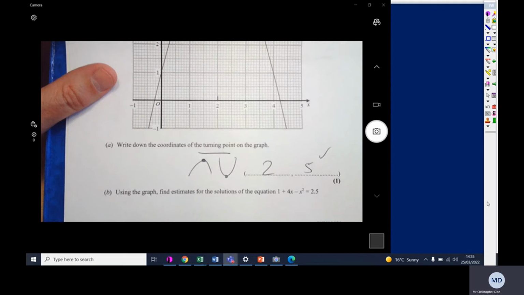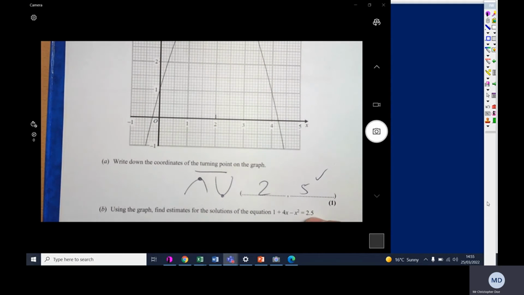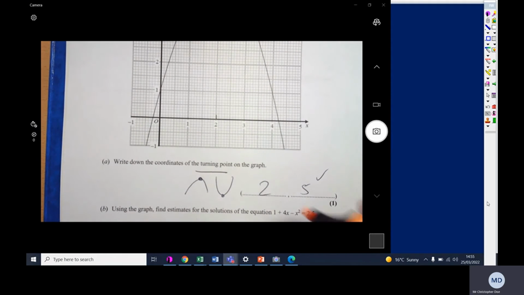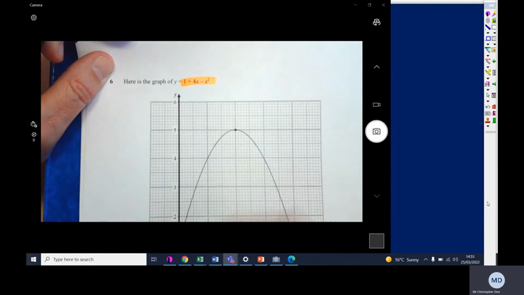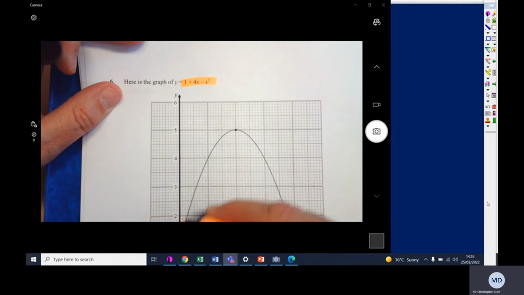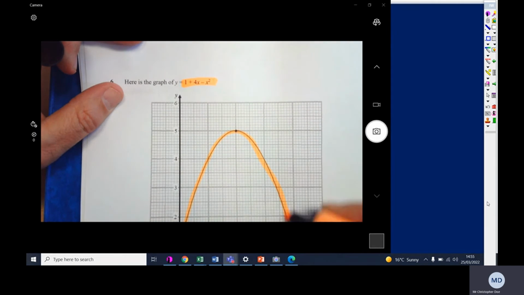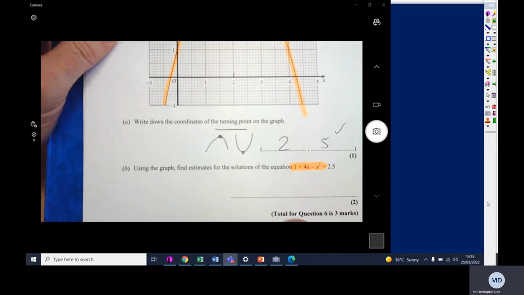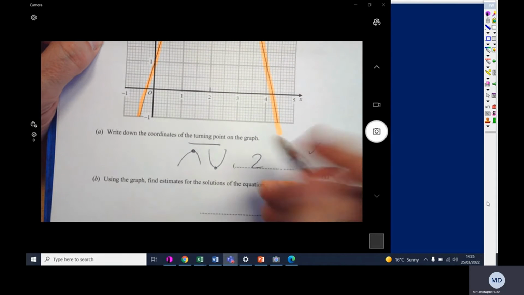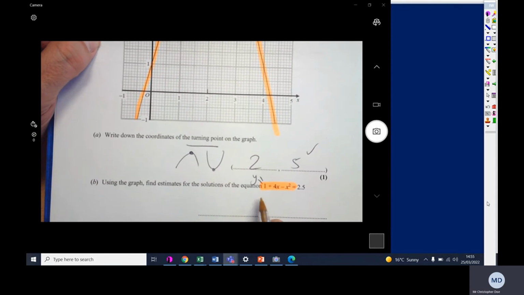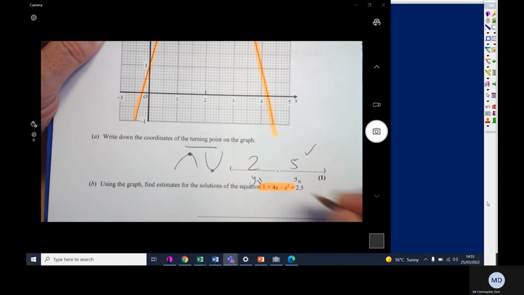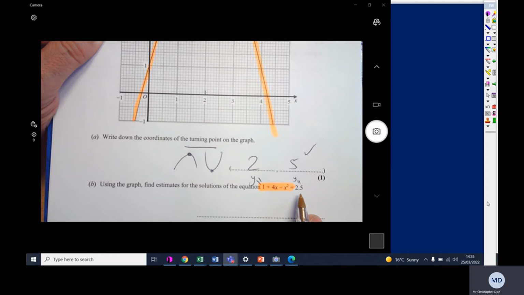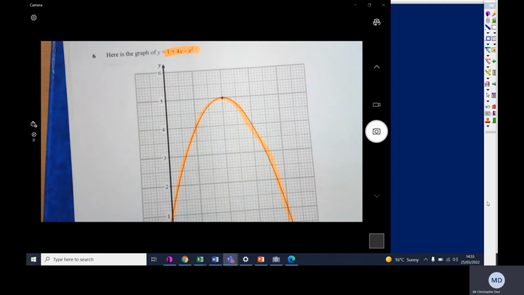Second part of the question, this part of the question, so 1 plus 4x minus x squared is exactly what's written up here. So that is represented by the curve. That is the curve, y equals the amber bit. We want it to be equal to 2.5. So we need to draw on y equals 2.5, which is a horizontal line.